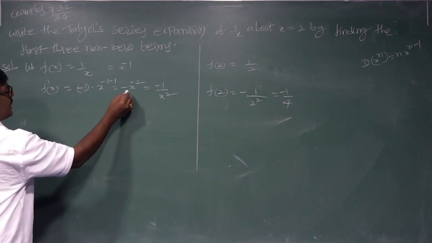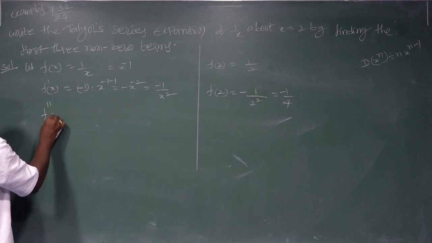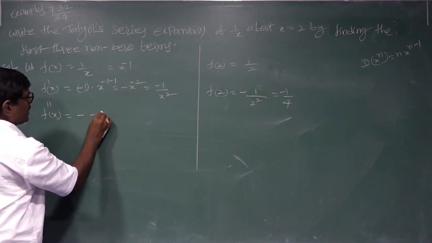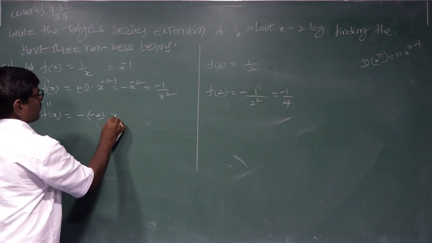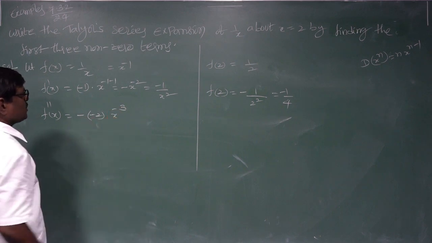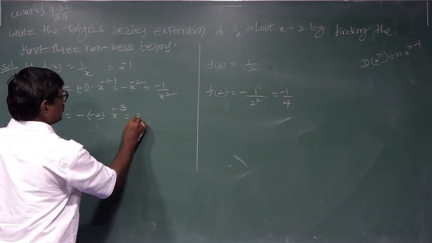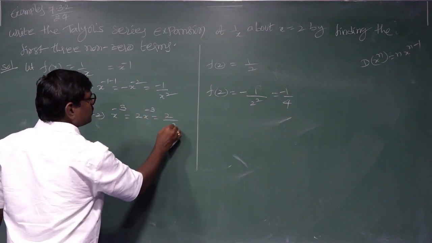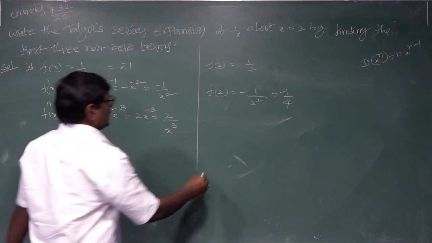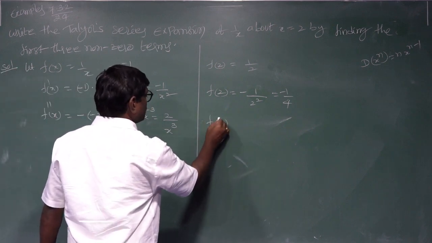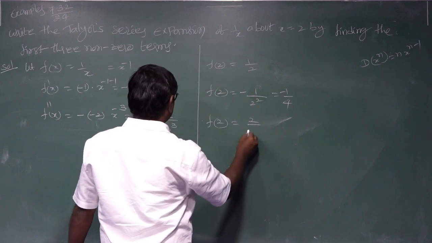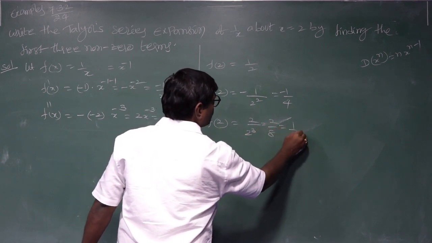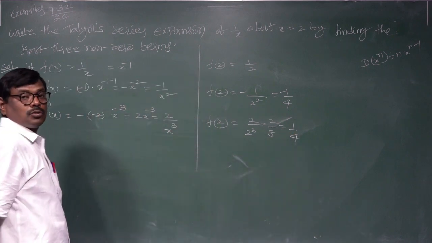Next, this is a derivative. f double dash x is already minus 2 into x power of minus 3, so minus times minus equals plus 2 into x power of minus 3, equal to 2 by x cube. f of 2 equal to 2 by 2 whole cube, equal to 2 by 8, equal to 1 by 4.